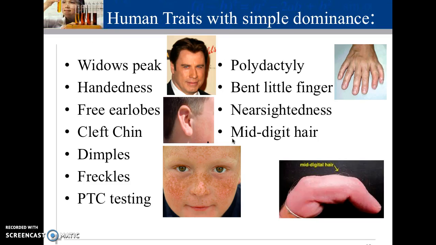Human traits with simple dominance are traits that if one of your parents has them, you will have them. Widow's peak, right or left-handed, right hand is dominant. Free earlobes versus attached earlobes, cleft chin, dimples, freckles, bent little fingers, nearsightedness, all of these things are going to be determined by whichever parent has this trait and is dominant.